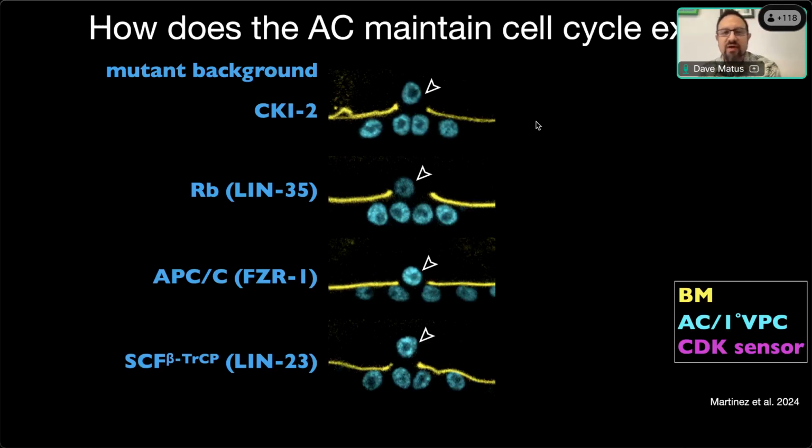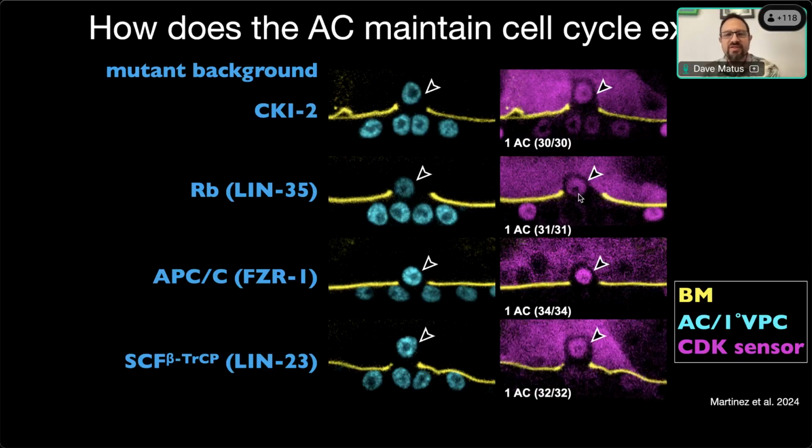And so Mike went ahead and crossed these beautiful reporters into single mutants of all these negative regulators of the cell cycle. These are either null mutants or strong hypomorphs, and he put the biosensor in there as well. What we saw is that loss of single mutants had no effect on the system. All these anchor cells invaded just fine and stayed in this G0 pro-invasive state.